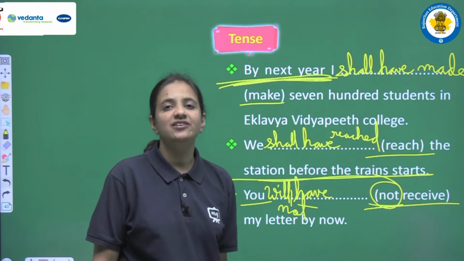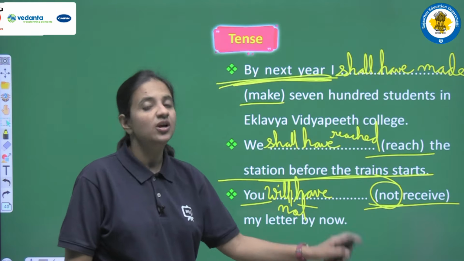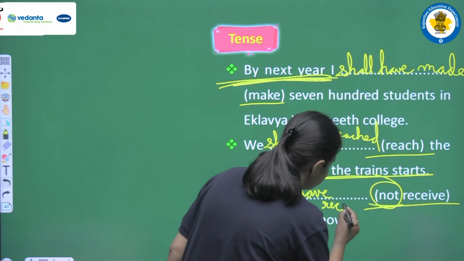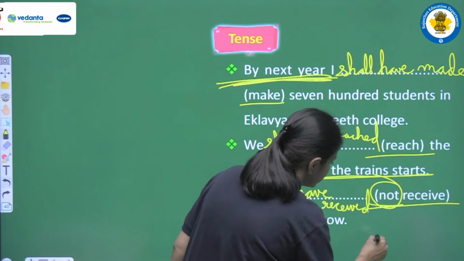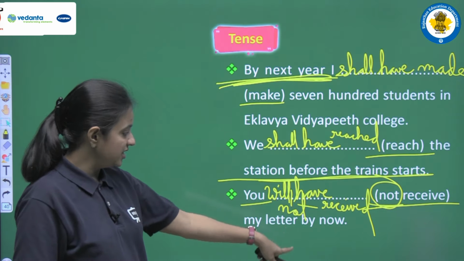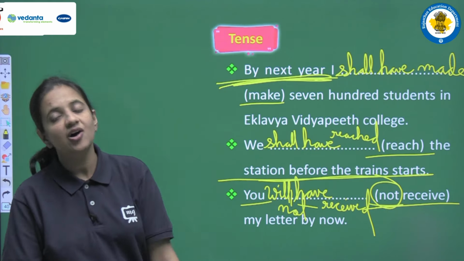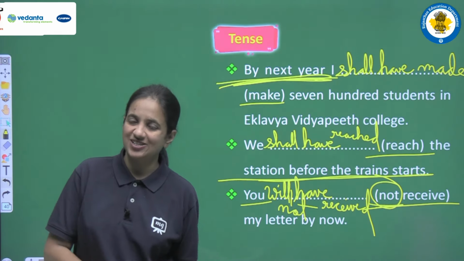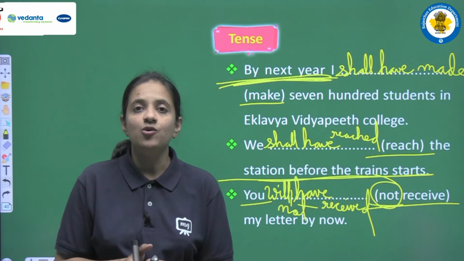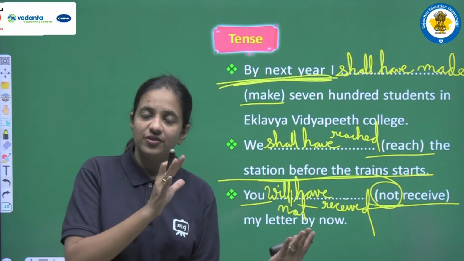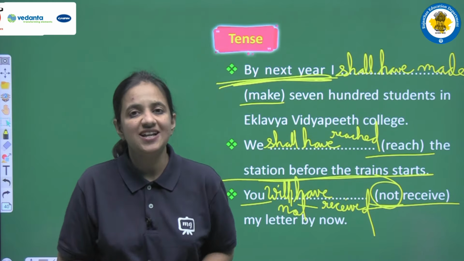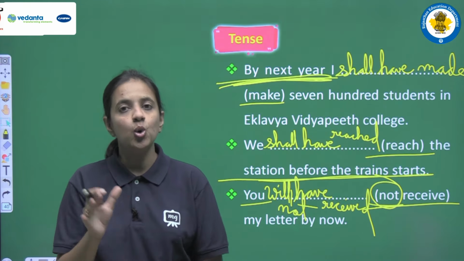right? Now we have to write the main verb. We are having receive. The third form of receive is received. So we will write here received. And the complete sentence will be: You will not have received my letter by now. So just try to understand the structure of a negative sentence. When we are having a negative sentence, then we have to write not in between these two words, whether we are having will have or shall have. Just write not in between these two words.